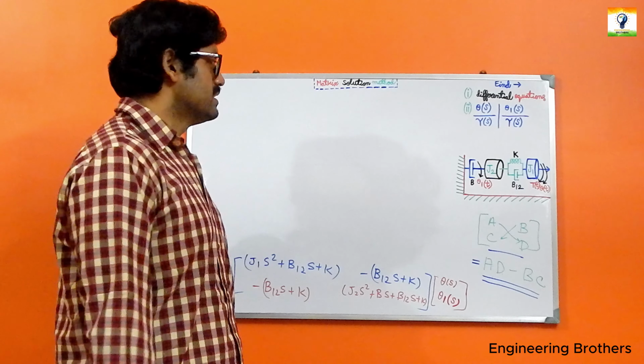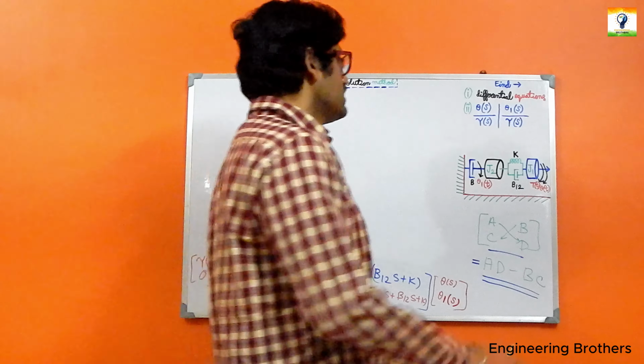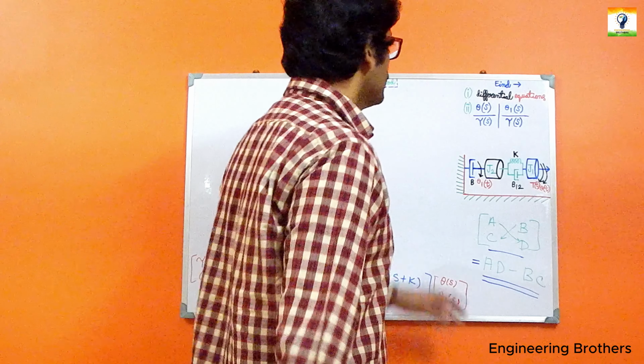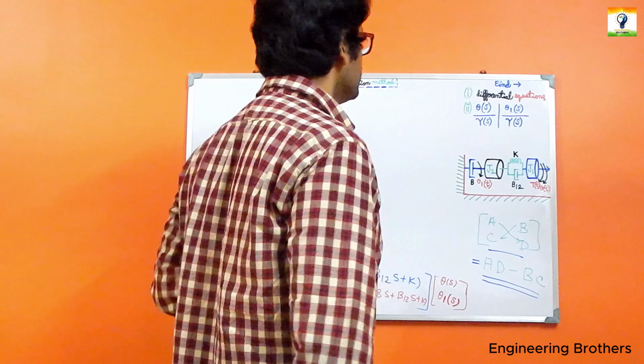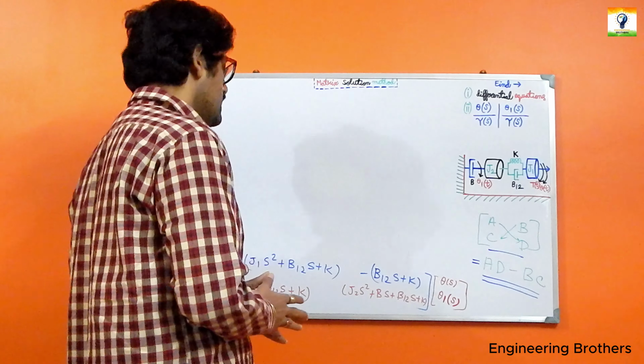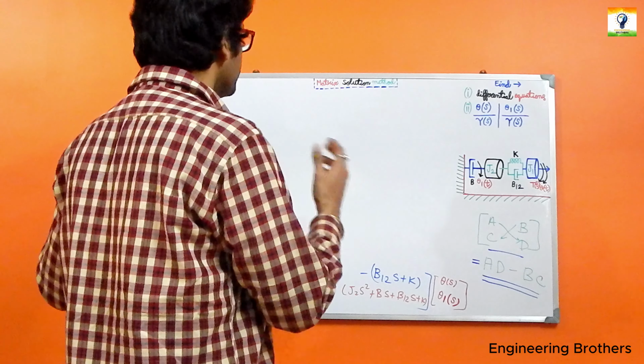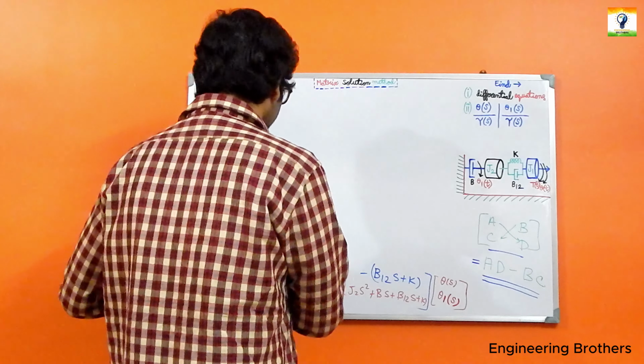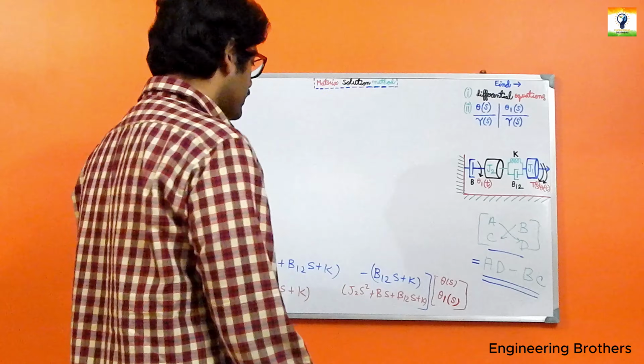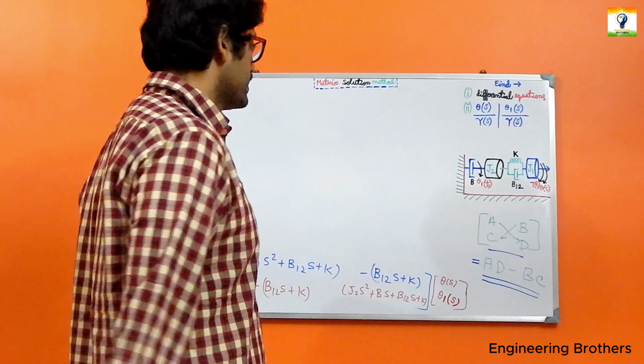Hi, we are Engineering Brothers and we are at the last stage of our solution, which is our theta 1 s by tau s, that is our last transfer function over here. In our previous step, by following our considered matrix solution method, we have got the given matrix over here, and you can see this is our given matrix.